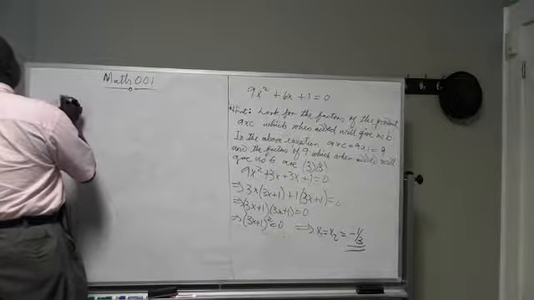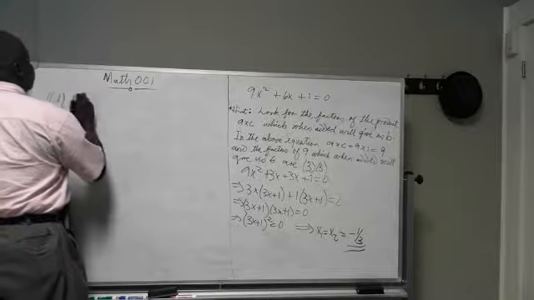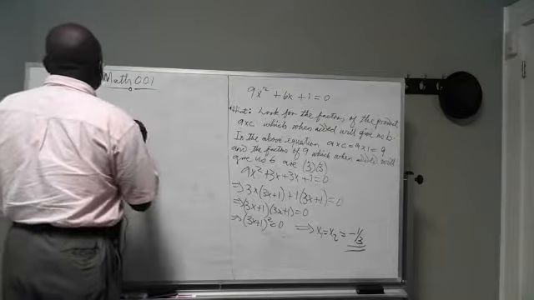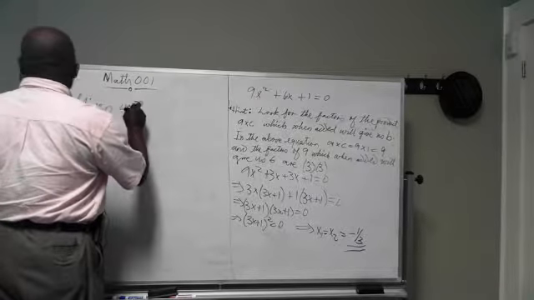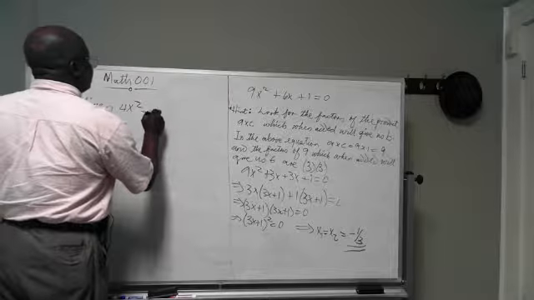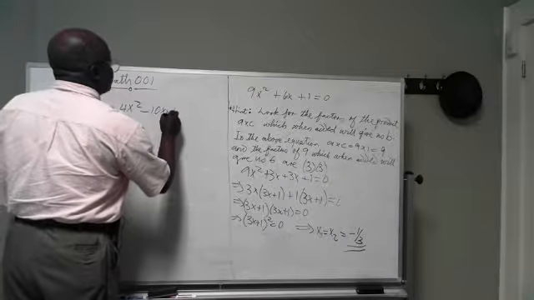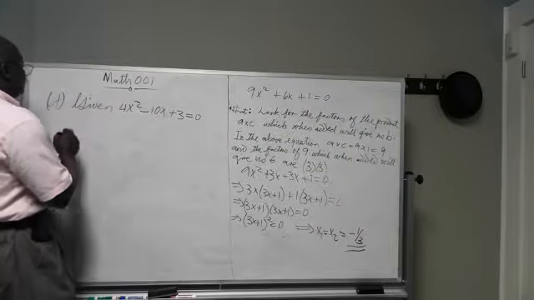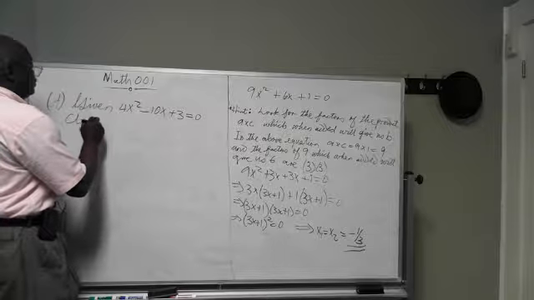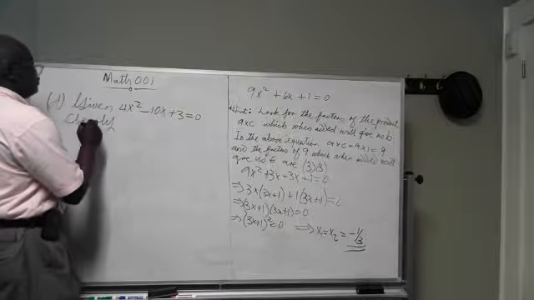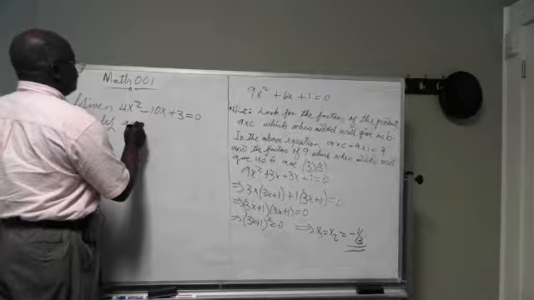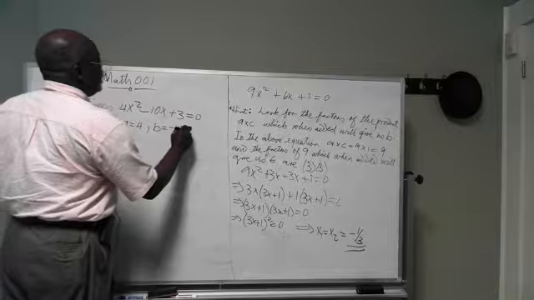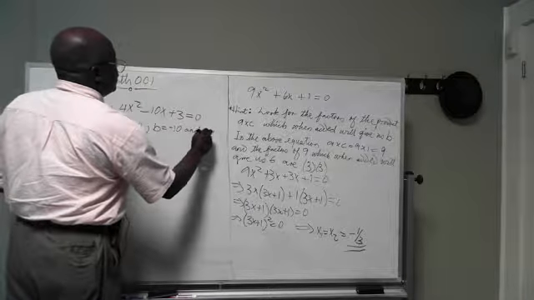Question D, given 4x squared minus 10x plus 3 equals 0. Clearly, A equals 4, B equals minus 10, and C equals 3.